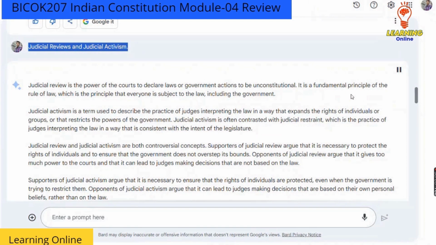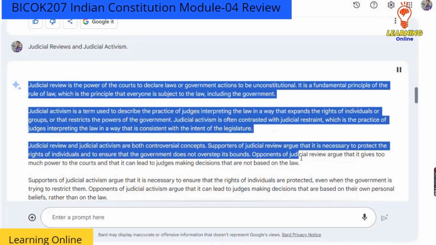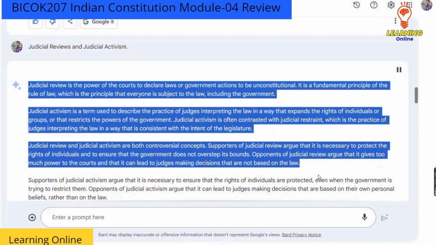Judicial review is the power of the courts to declare laws or government actions to be unconstitutional. It is a fundamental principle of the rule of law, which is the principle that everyone is subject to the law, including the government. Judicial activism is a term used to describe the practice of judges interpreting the law in a way that expands the rights of individuals or groups, or that restricts the powers of the government. Judicial activism is often contrasted with judicial restraint, which is the practice of judges interpreting the law in a way that is consistent with the intent of the legislature.